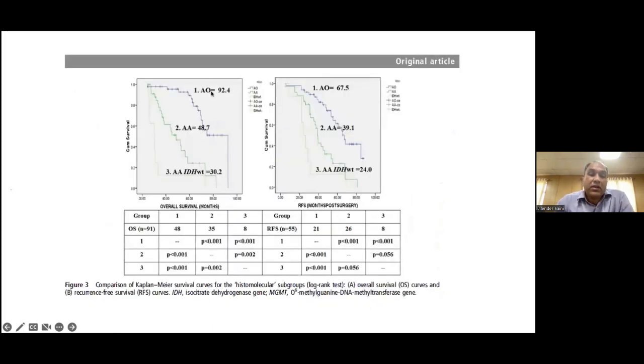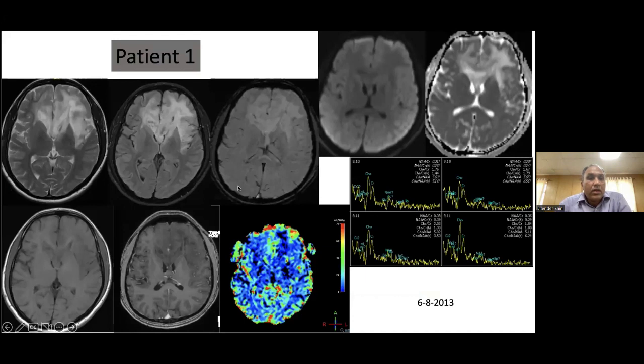If you see anaplastic oligodendrogliomas, they have the best survival. Anaplastic astrocytomas, which are IDH mutant tumors, have an intermediate survival. Astrocytomas which are IDH wild type, which are now considered to be GBMs or glioblastomas, have a worse prognosis. So you can see, for the same grade of lesion, how the presence of an IDH mutation and the histology determine the outcomes. So look at this particular patient one, look at this case.